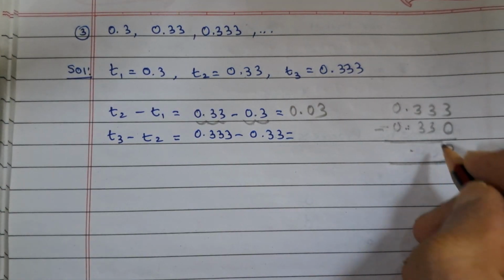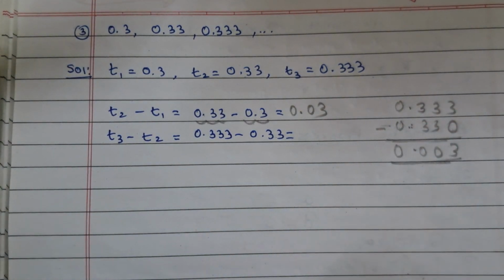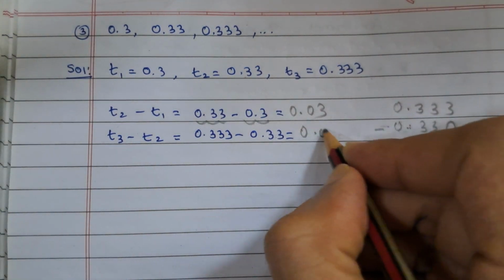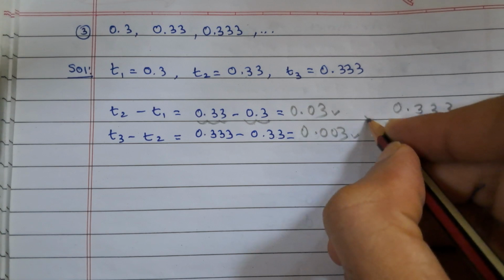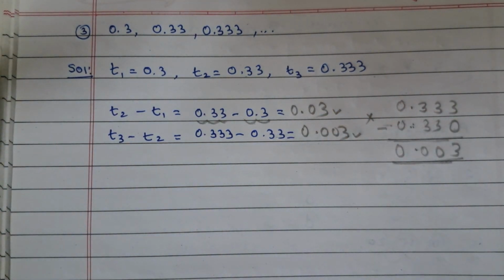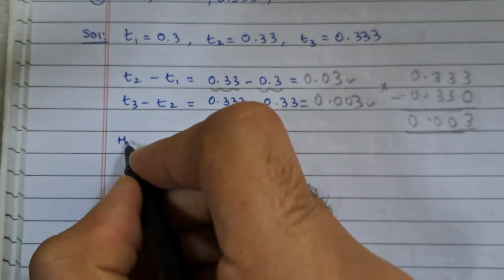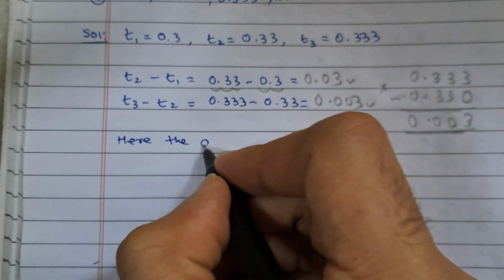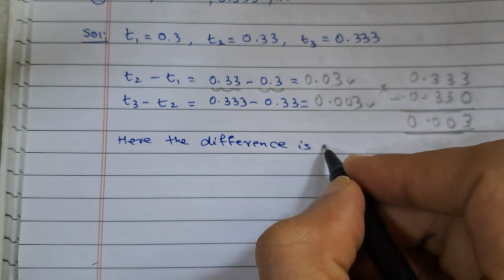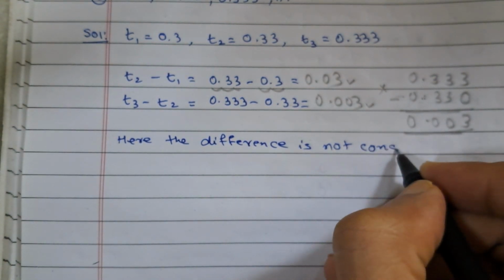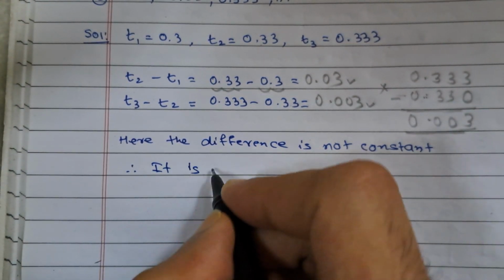3 minus 0 is 3. 3 minus 3 is 0. 3 minus 3 is 0. 0 minus 0 is 0. So 0.003 is the answer. So do you see both answers are same? No, right? Both are different. So this time what you will say here, the difference is not constant. If it is not constant, then what? Therefore it is not an AP.